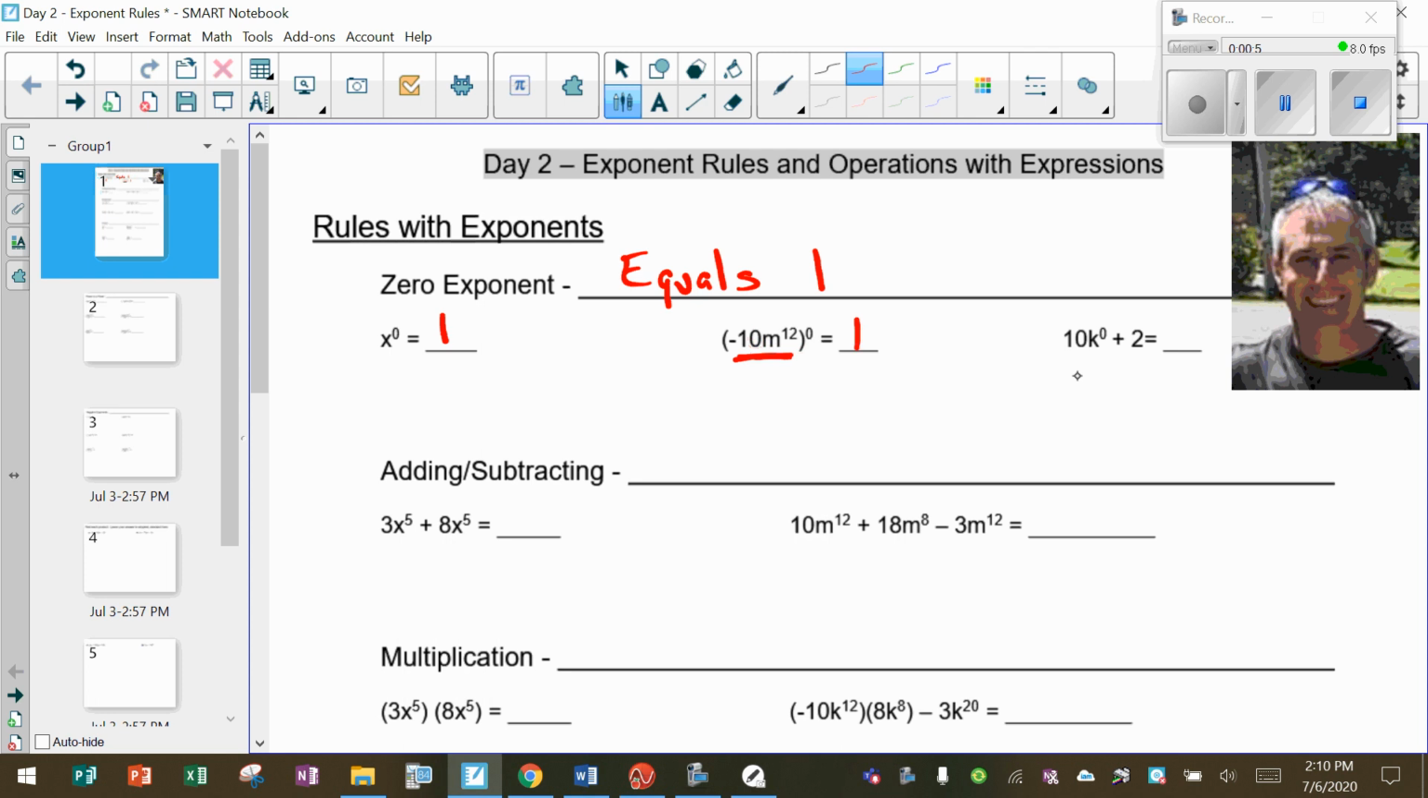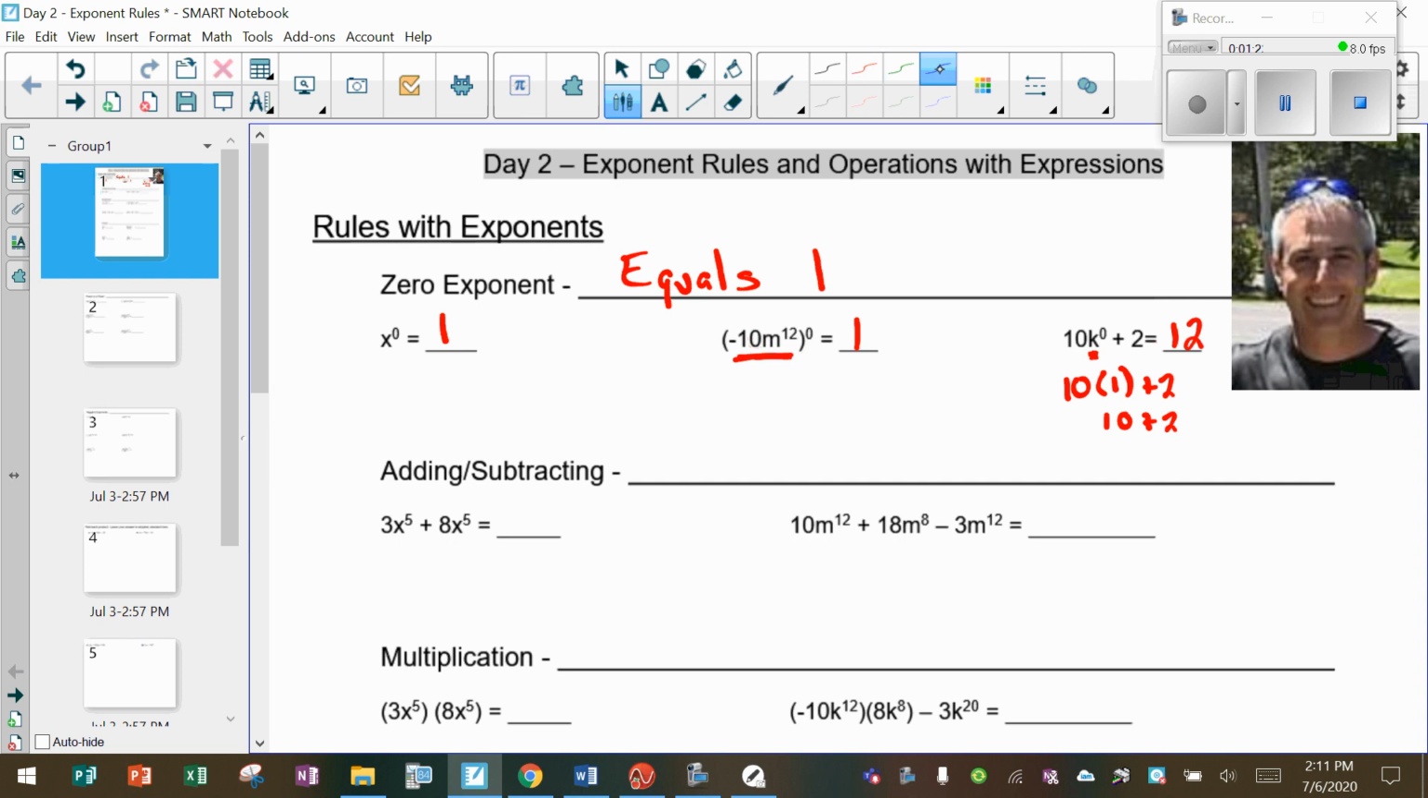The third one here, the only piece that has the exponent of 0 is the k. So that's the only piece that turns into the 1. 10 stays a 10. K to the 0 turns to a 1. And the plus 2 stays a plus 2. This becomes 10 times 1 plus 2, which is 12. All right, so any piece that has an exponent of 0, any term having an exponent of 0 is just 1.